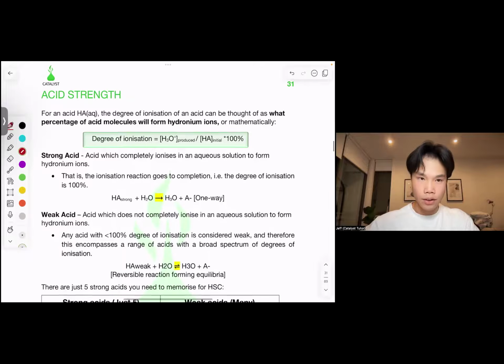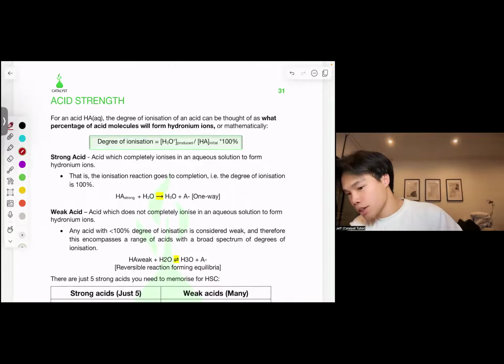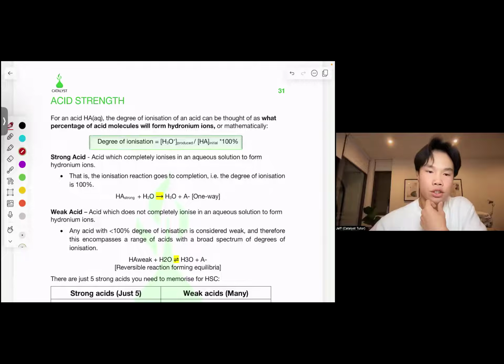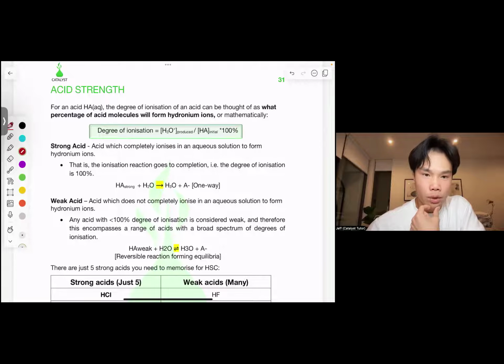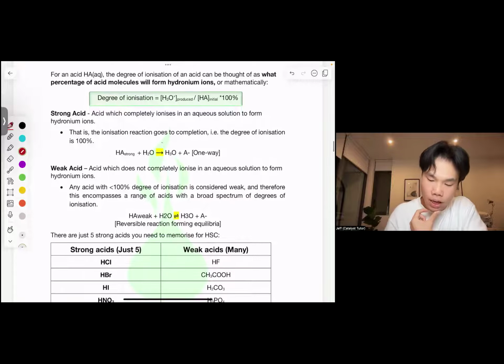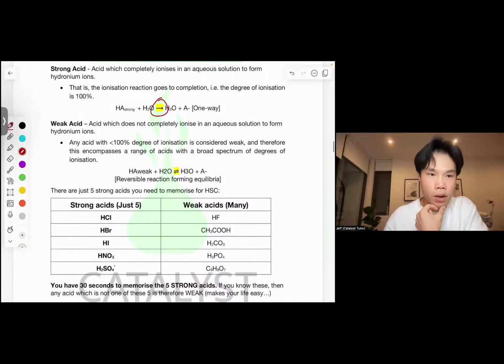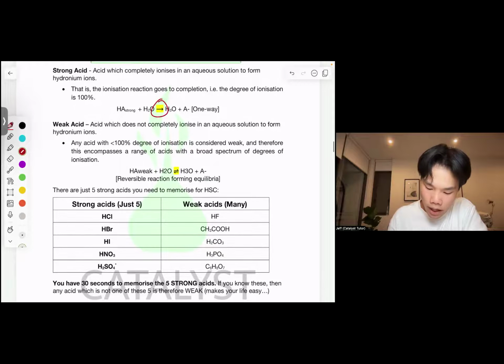Acid strength. So moving on to acid strength, as we mentioned before, a strong acid is one that will completely dissociate 100%, and you often indicate that with a single arrow going one way. Comparing that to a weak acid, it will often form an equilibrium and is a reversible reaction, as we learned about in Module 5. And we show that with a reversible arrow instead.